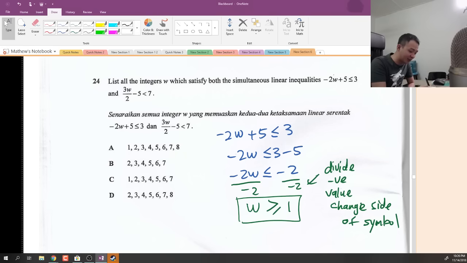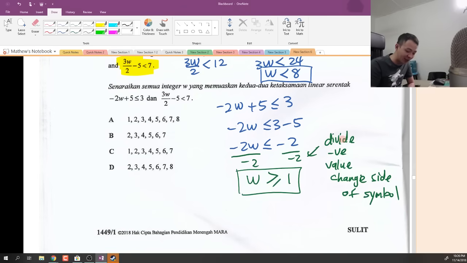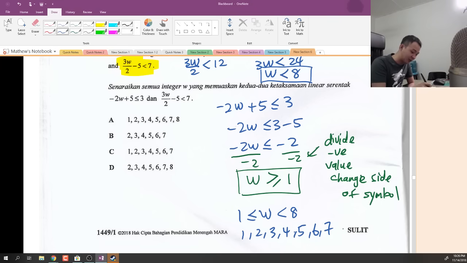Then I solve the other one. 3w over 2, 7 plus 5 is 12. 3w, 12 times 2 is 24. So w is less than 8. This is the second thing I got. Since w must be bigger than 1 and less than 8, I have 1, 2, 3, 4, 5, 6, 7. So the answer will be C.